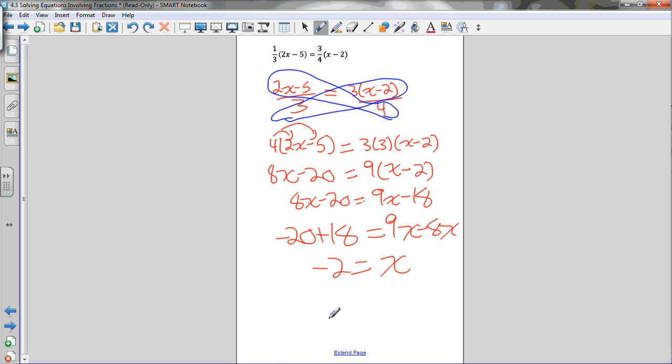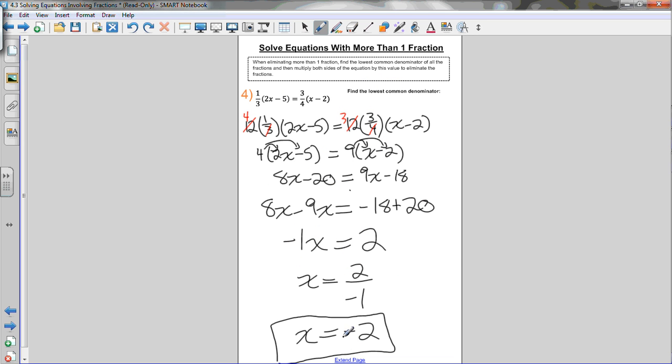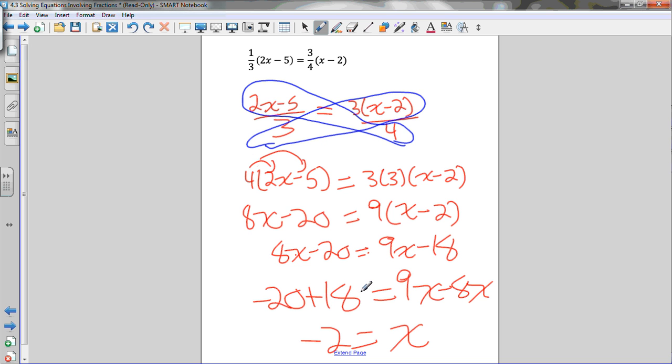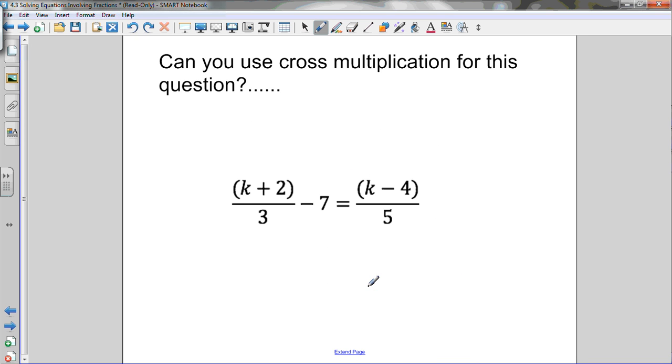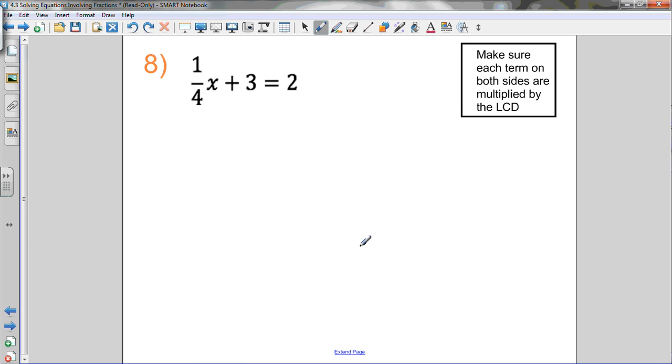equals x. And if you look back, that's the same solution we got doing it the other way, where we eliminated the fraction using the lowest common denominator and multiplying both sides of the equation by that lowest common denominator. So either way you would want to do that question is perfectly valid. Whatever you feel more comfortable with is fine. Okay, let's go back. I think we only have a couple more questions to do.